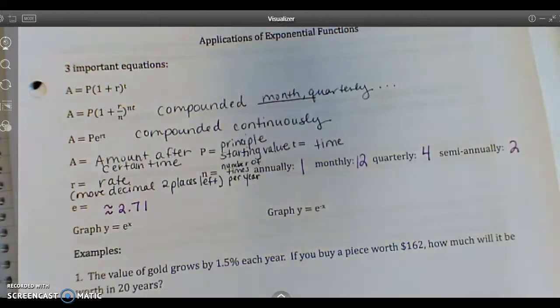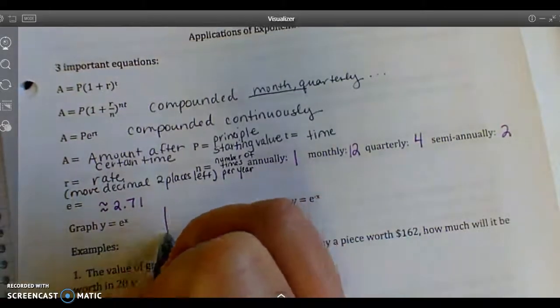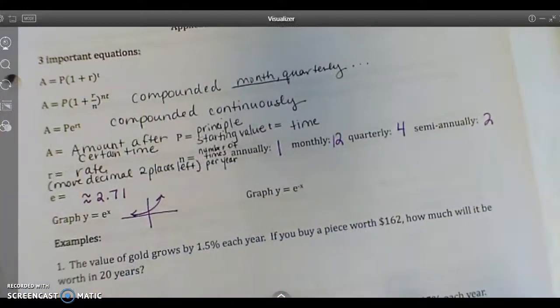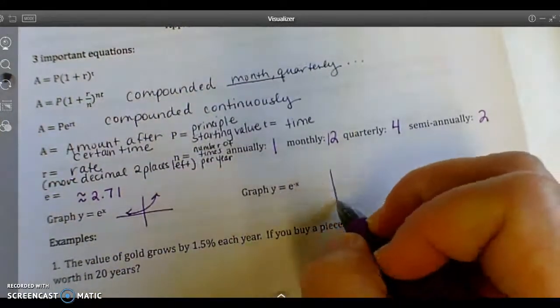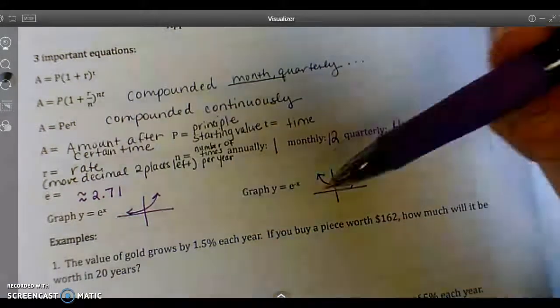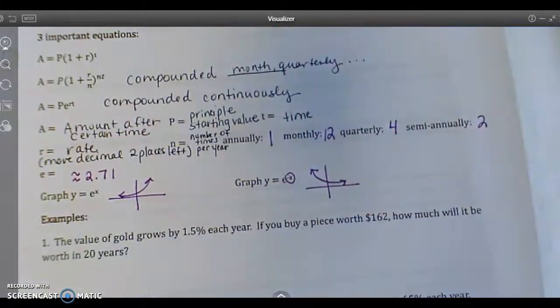as far as growth and decay, it's just a tad bit different than we did last week. We talked about growth and decay last week, and as long as the number in the parentheses was bigger than 1, it was growth, and that number was less than 1, it was decay. With e to the x and e to the negative x, if it's e to the x, it's going to be growth. It looks kind of like that. If it's e to the negative x, it's going to be decay, and it's going to be kind of like that. And the reason that this one is decay, even though it's different, is because the power is a negative.